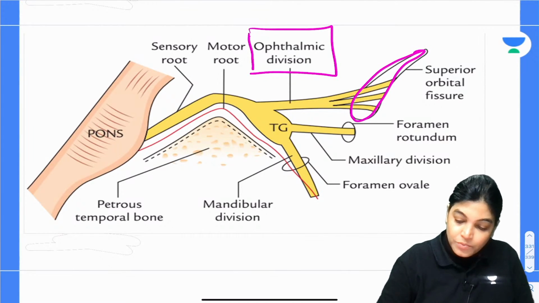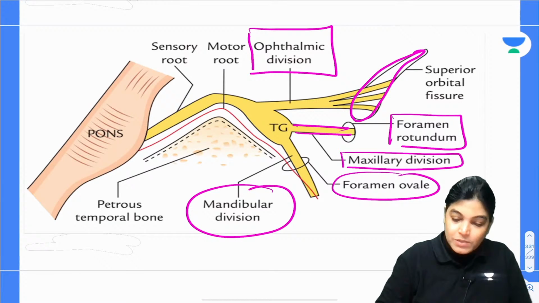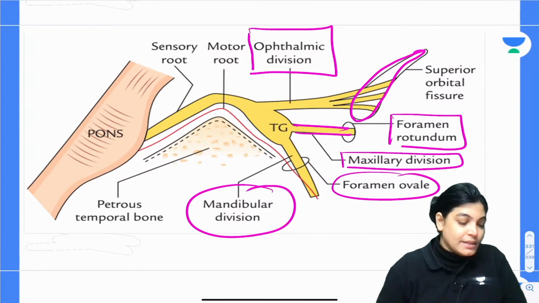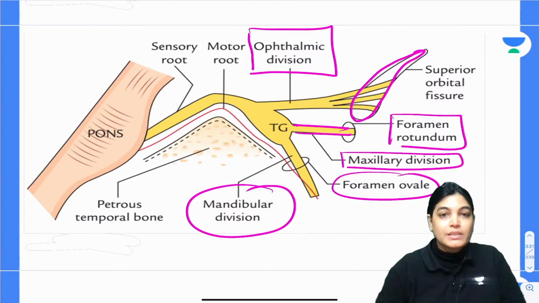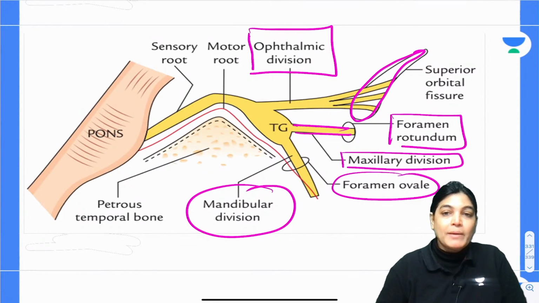If we talk about foramen rotundum, the maxillary nerve is passing, as you can see, maxillary nerve. If we talk about foramen ovale, which nerve is passing? Mandibular nerve. So, this diagram is clearly showing the three divisions of the trigeminal nerve. Ophthalmic will pass through superior orbital fissure, maxillary through foramen rotundum, mandibular nerve through foramen ovale.